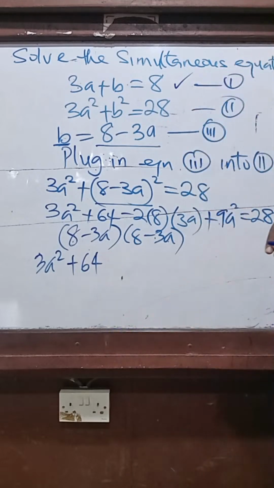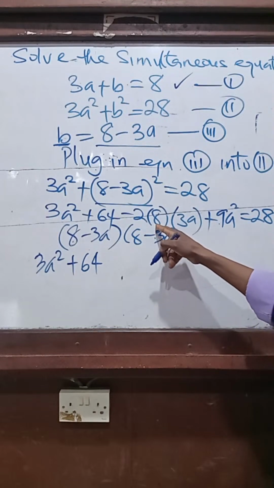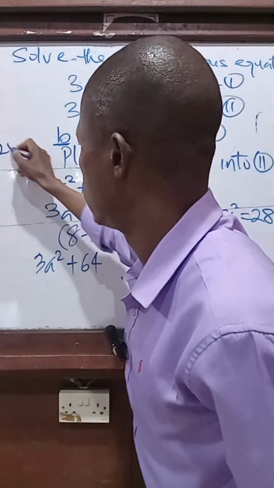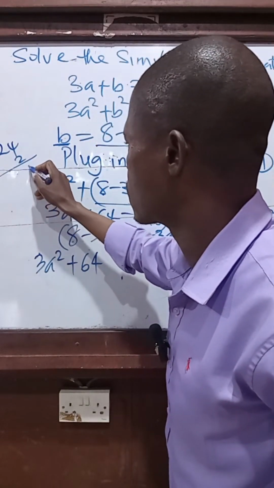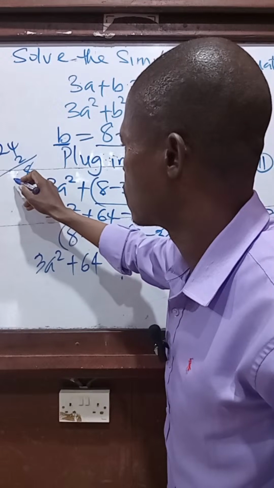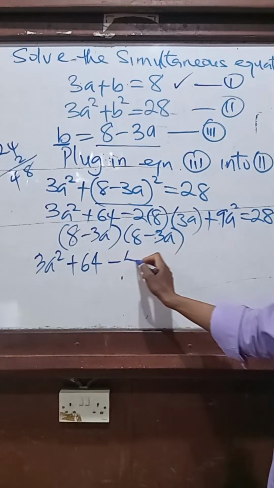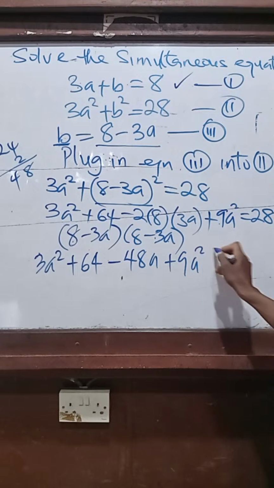Okay. 2 times 8, that's 16. Let's start from here. 8 times 3, 24, times 2. That's minus 48a plus 9a squared equal to 28.